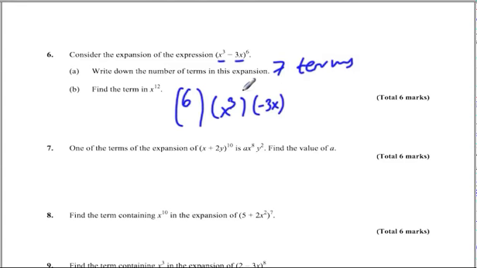Now we have to decide what these exponents will be in order to get x to the power of 12. So let me make a little table here. This is going to be the x cubed column, and this is going to be the -3x column. Really what we want to make sure is that this exponent plus that exponent add up to 12, which is what we want.